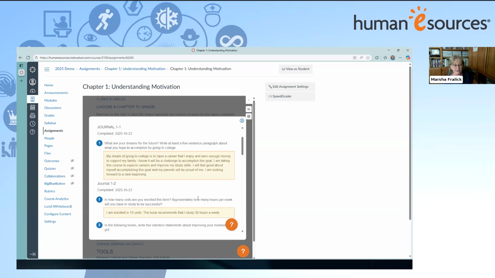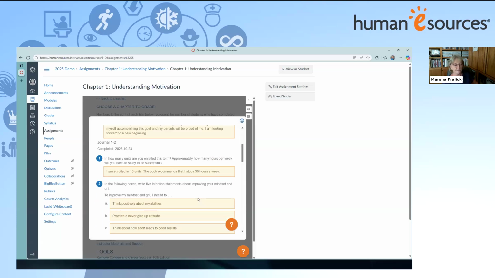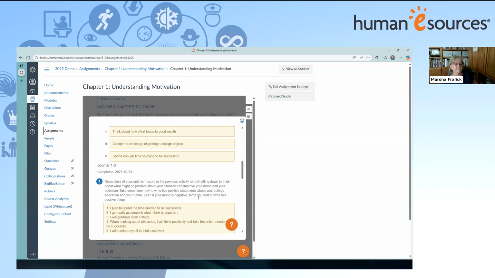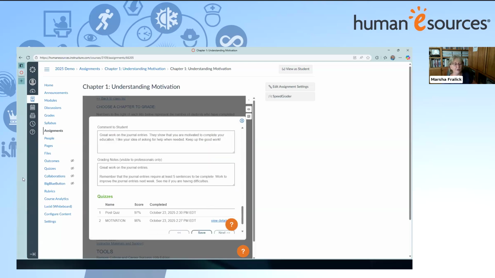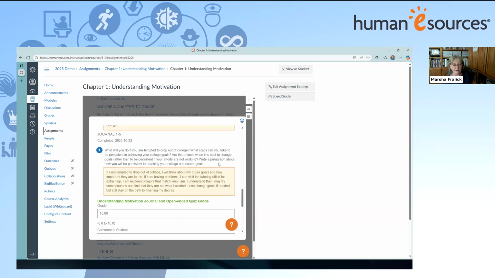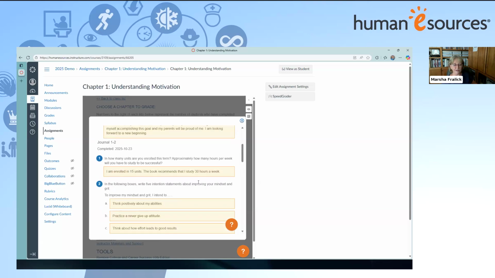Here are the journal entries. I can read them here on this one screen. I can assign them a grade. I can make a comment to the student. And there's some grading notes. I have a nice positive comment here, and I usually put a needs improvement comment, so I can cut and paste this comment and then add some details from reading their journal entries so that it's more personalized.